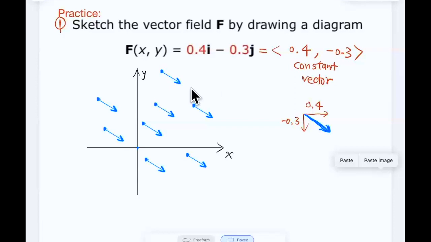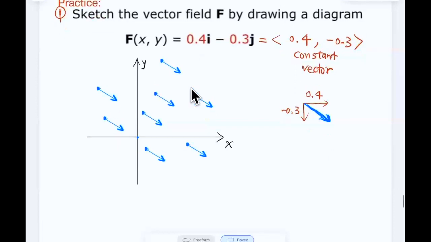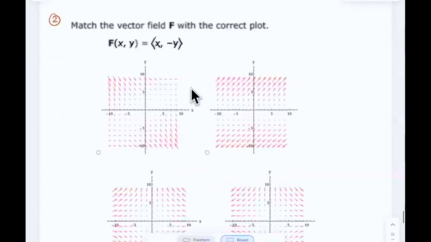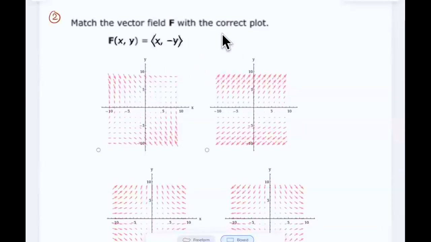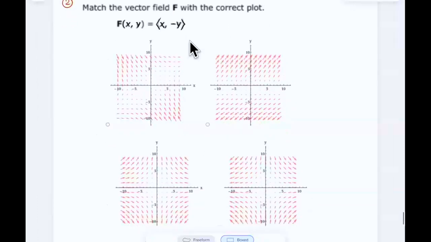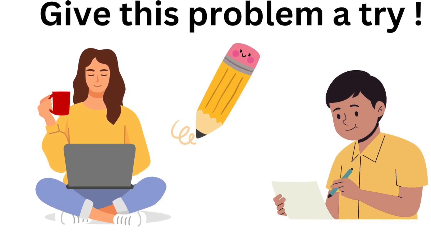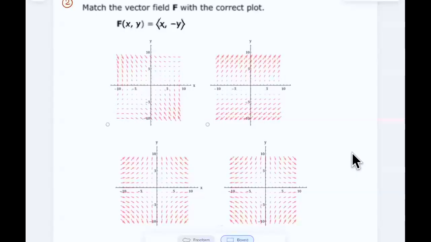Now, want to try another one? The next one over here, can you match this vector field with the correct plot? It's a multiple choice. Which one do you think it is, and can you give a reason? You say D? Okay. Andrew, can you give me some reason? If you're looking at the first one where they're both positive, it's the only one that's pointing down to the right. Yeah, you're right. Very good.